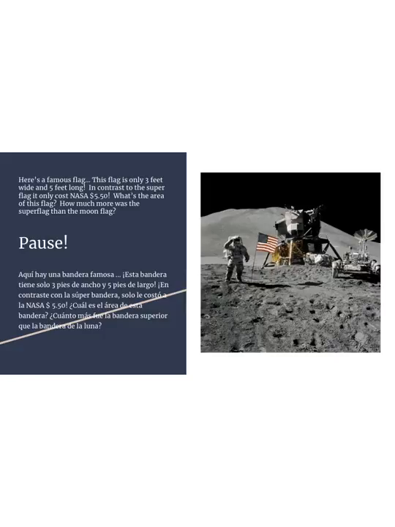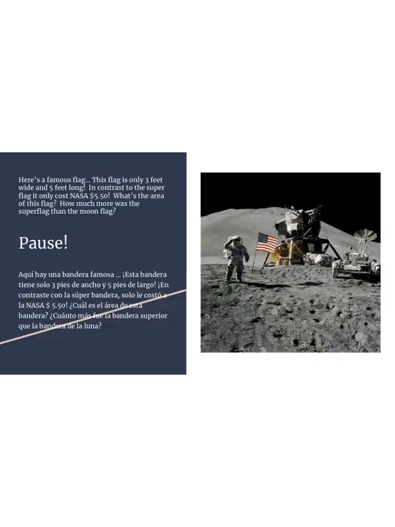All right, now I've got another one that's a little bit easier for you. This is a famous flag that a lot of us have probably seen in pictures or in books. This flag is the flag that we see on the moon. This was put there by Neil Armstrong. This flag is actually only 3 feet by 5 feet, so a lot smaller than that super flag that we saw on the last slide.